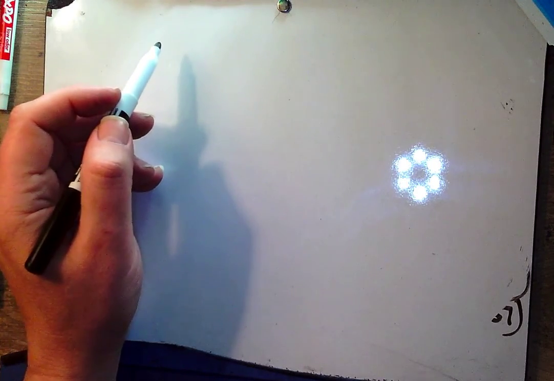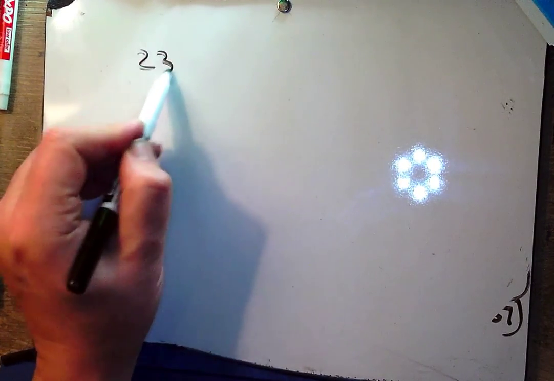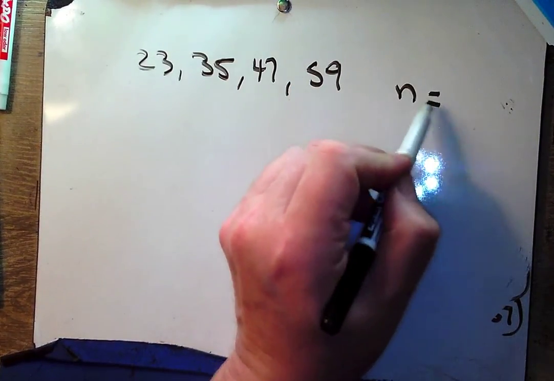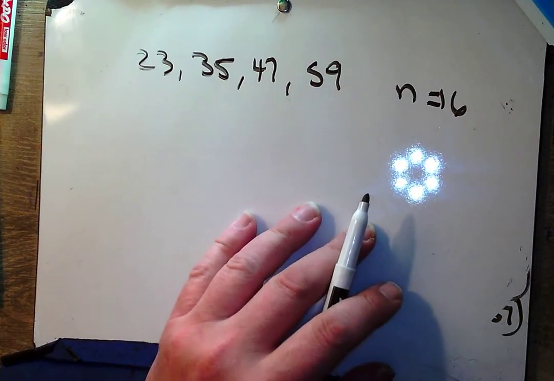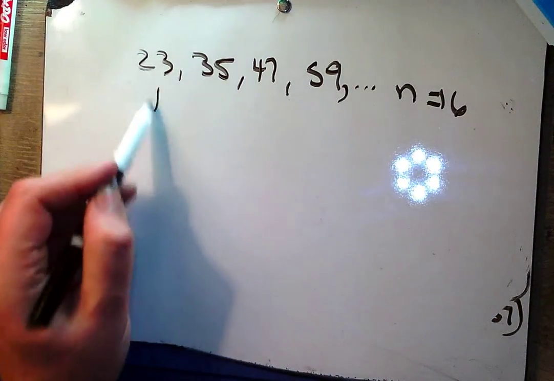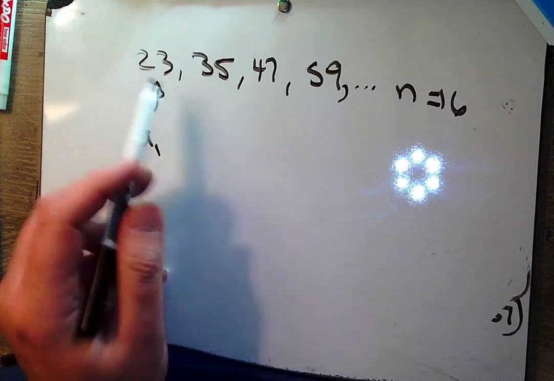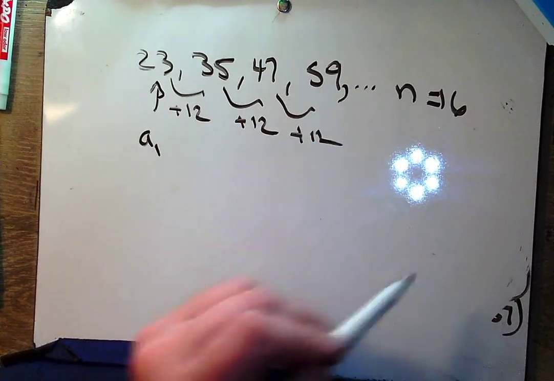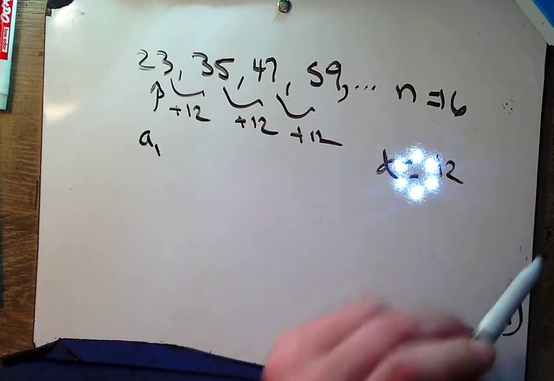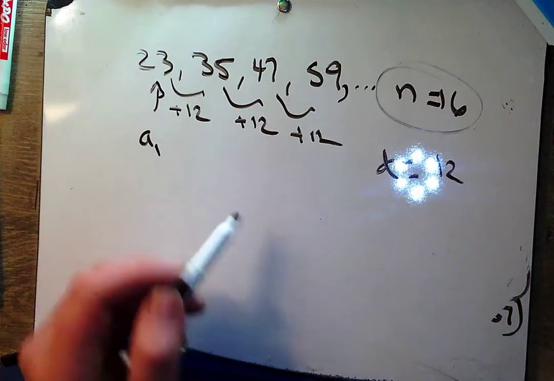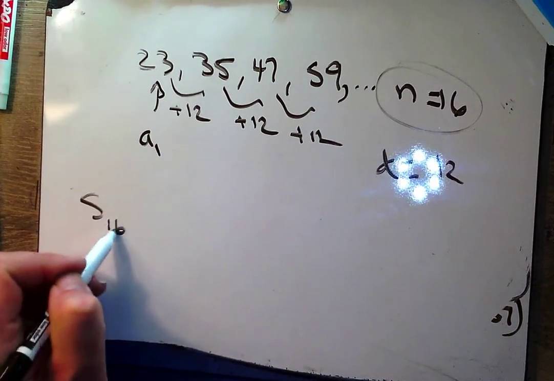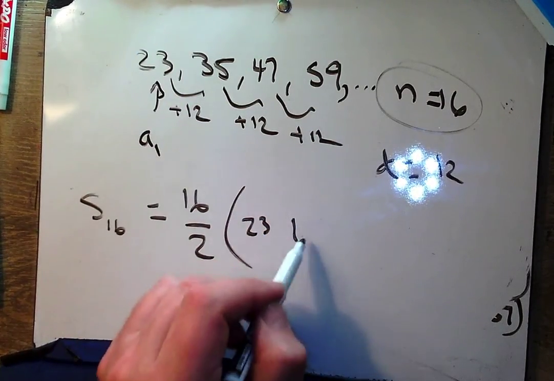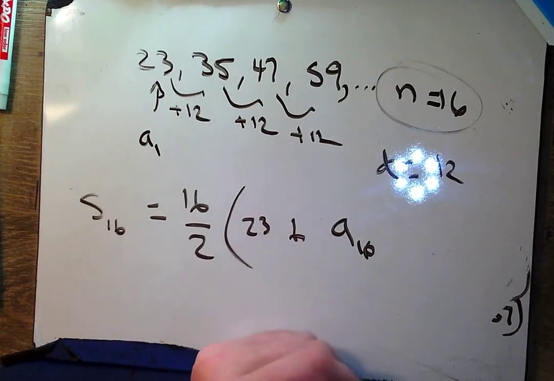Okay, find the indicated partial sum. 23, 35, 47, 59, and we want the sum of the first 16. I guess this continues. This is a sub 1. Is this linear? Well, this goes up by 12, this goes up by 12, this goes up by 12, so yeah, my d is 12. And in order to find the sum of the first 16, if I'm going to use this sum formula, I need a sub 1, but I also need a sub 16.